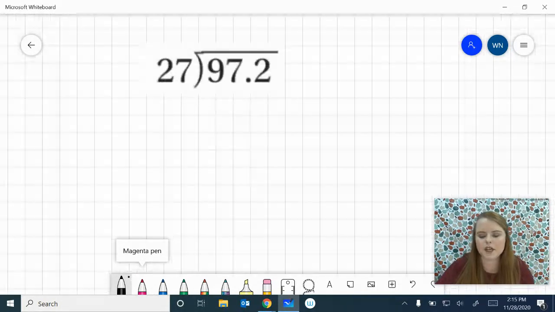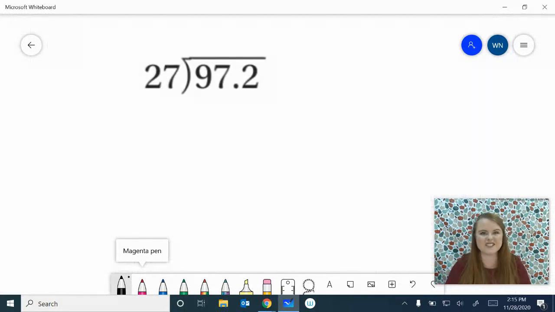A couple more problems to go. Now we're getting into those double-digit divisors. It's going to work the same way, just be a little bit messier. All right, 97 and 2/10 divided by 27. First things first, magical decimal line. There it is. 27, I'm going to estimate this one. 27 is close to 30, so I know I could say 30, 60, 90, 120. So I'm going to guess it's 3.